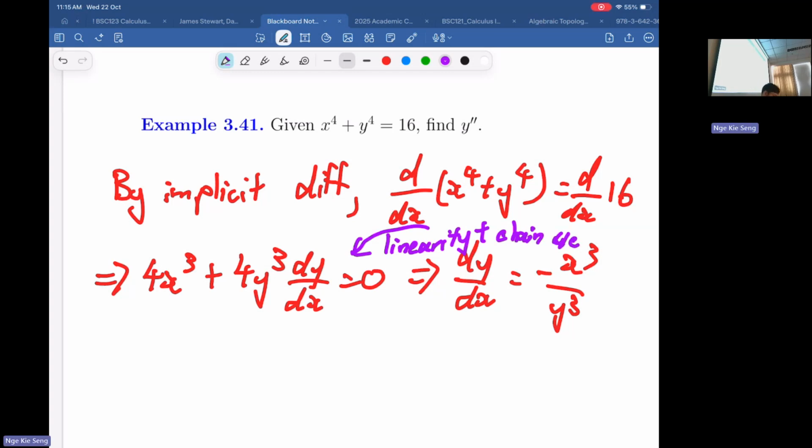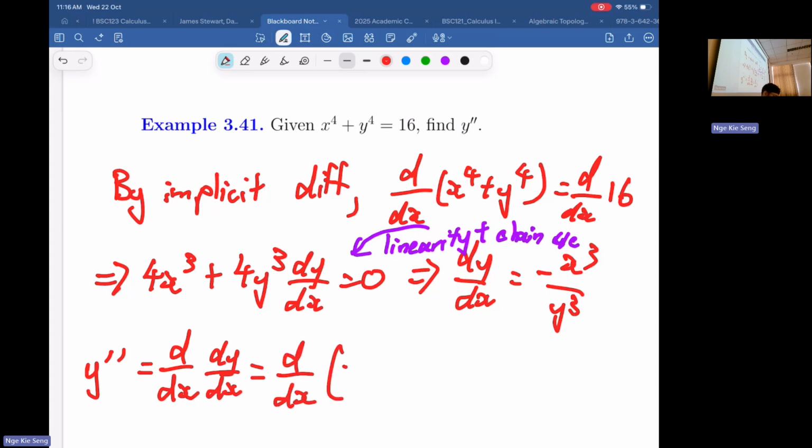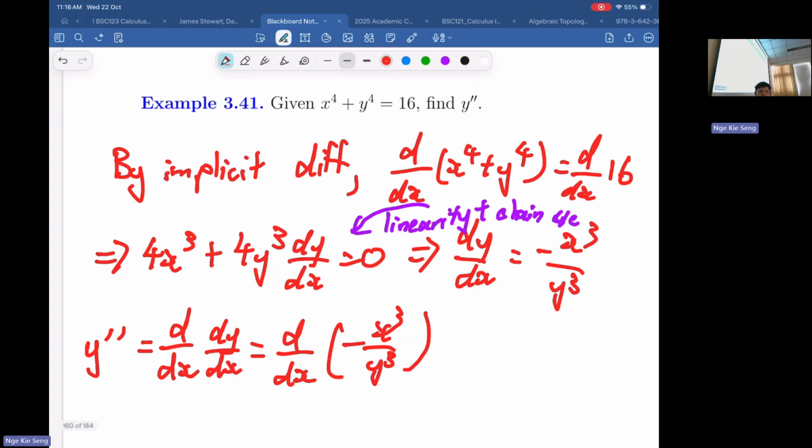Then can you imagine what you need to do next? What do you need to do next? Well, what is y double prime here? You just differentiate your dy/dx again. What are you differentiating? You are actually doing the quotient rule on this. Okay, you need to do quotient rule on this.